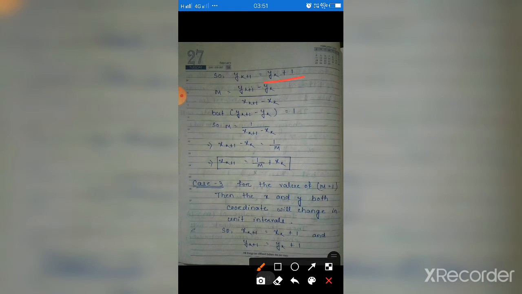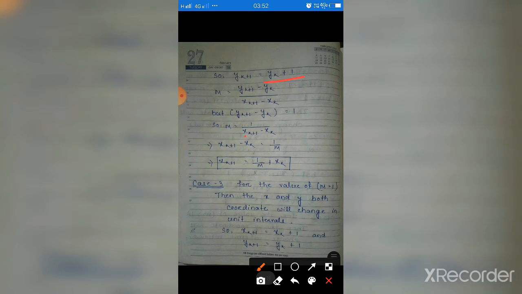Okay, that means yk plus 1 minus yk, plus minus cancel. So here yk plus 1 minus yk is 1. That means m equal to 1 by sk plus 1 minus sk. So sk plus 1 minus sk equals 1 by m. Then we have to find out the sk plus 1. Sk plus 1 equals 1 by m plus sk.